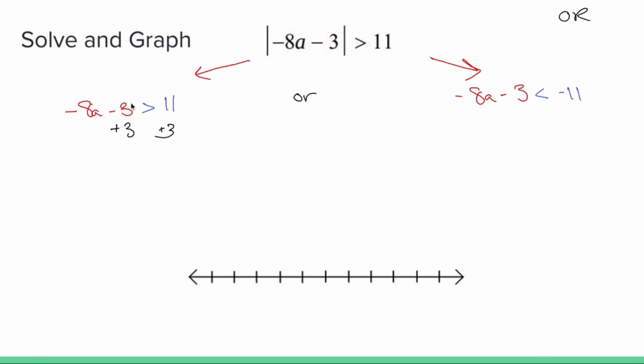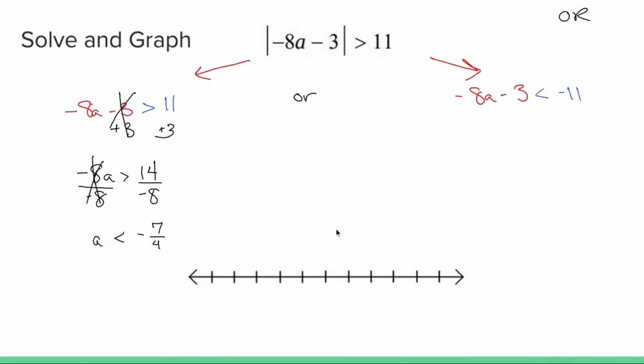Add 3, add 3, cross you out. -8a is greater than 14. Divide by -8, divide by -8. Gentle reminder, when you divide both sides by a negative, you flip the sign. 14 divided by -8 is -7/4. So -1.75. We'll deal with that when we have to.